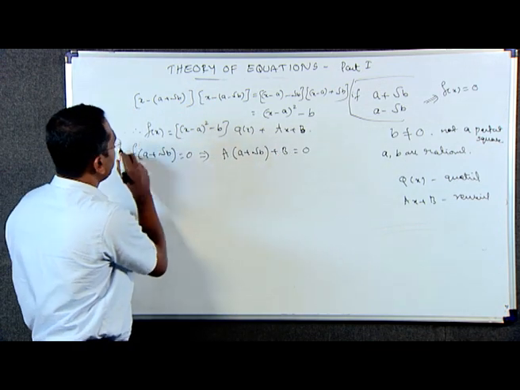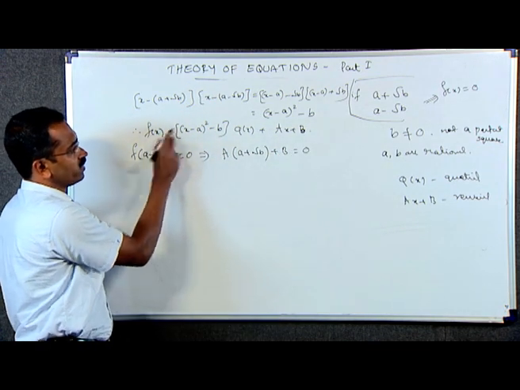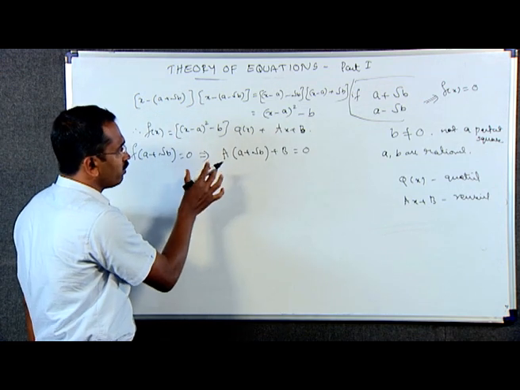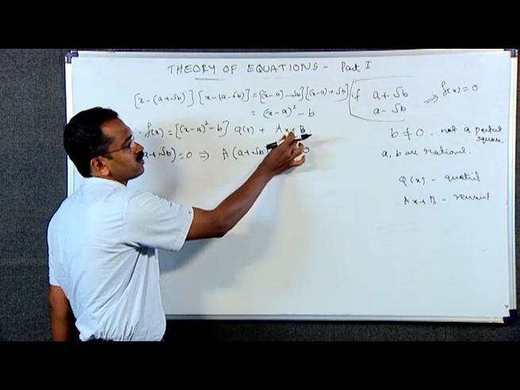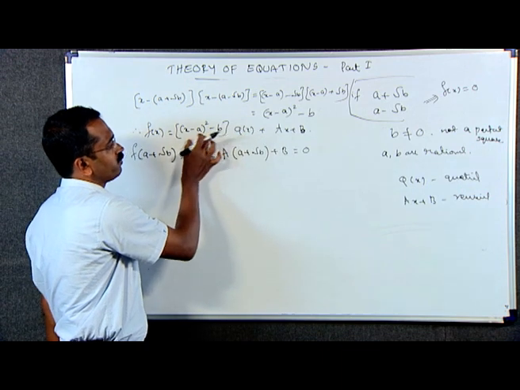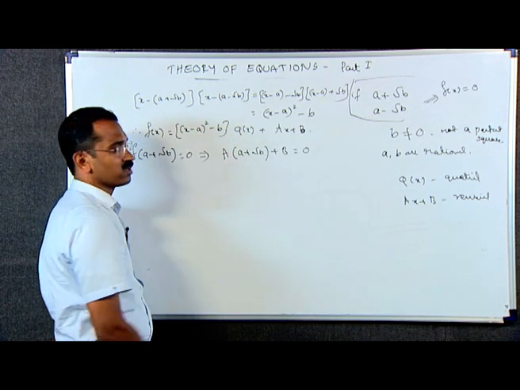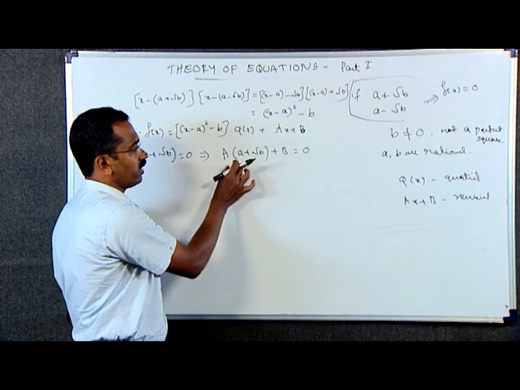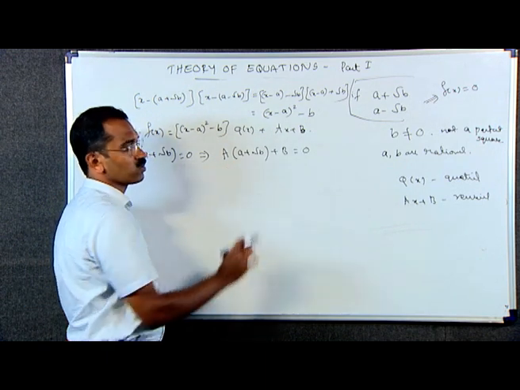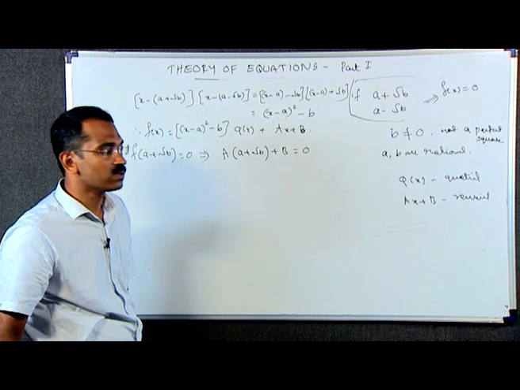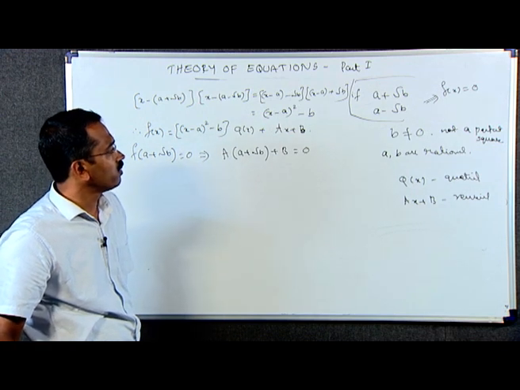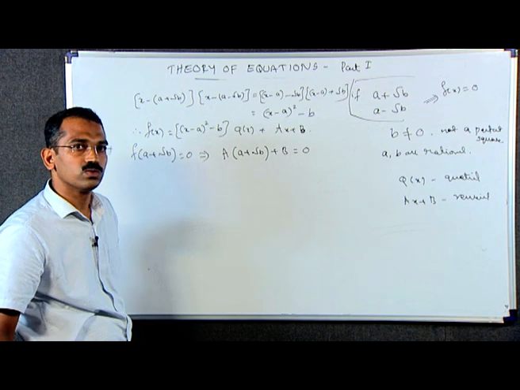When we substitute x is equal to a plus root b in this expression, we will obtain a of a plus root b plus b is equal to, from here we will get phi of x into 0, that means 0. That is a into a plus root b plus b is equal to 0.